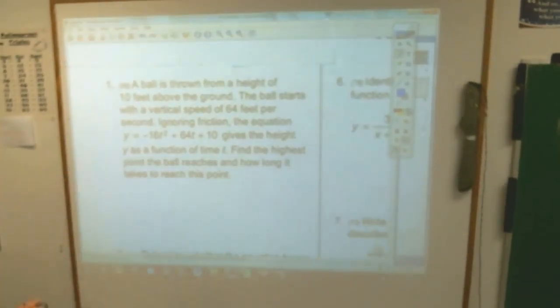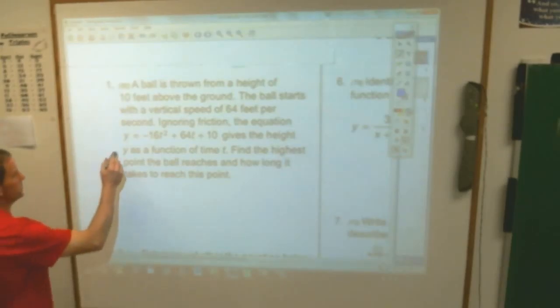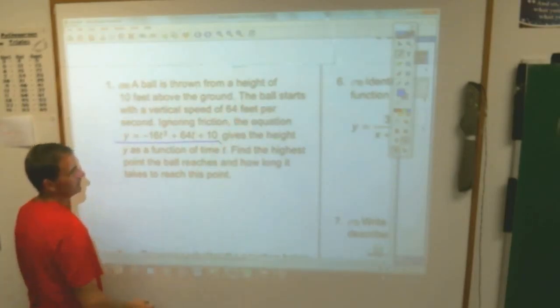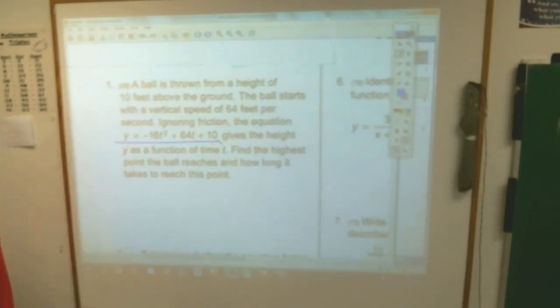A ball is thrown from a height of 10 feet above the ground. The ball starts with a vertical speed of 64 feet per second. Ignoring friction, the equation is this. They give you the equation. Children, really, this whole thing is immaterial. They give you the equation. They tell you, find the highest point of the ball and how long it takes to reach that point.